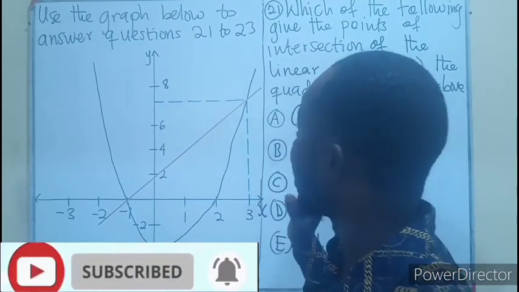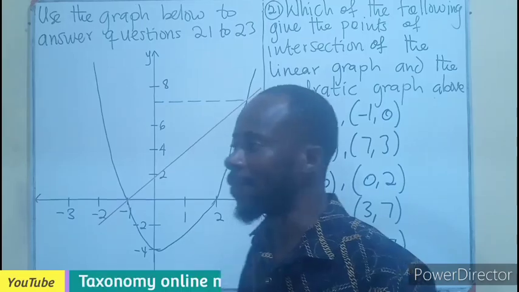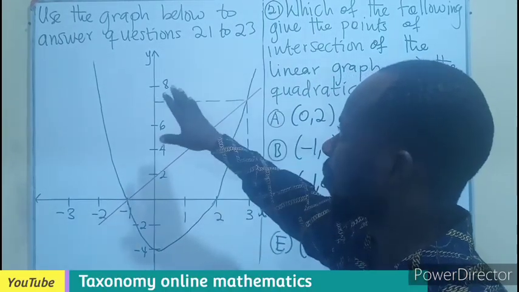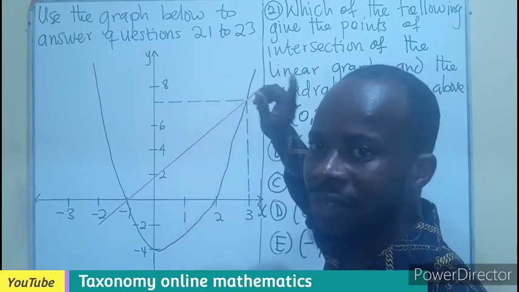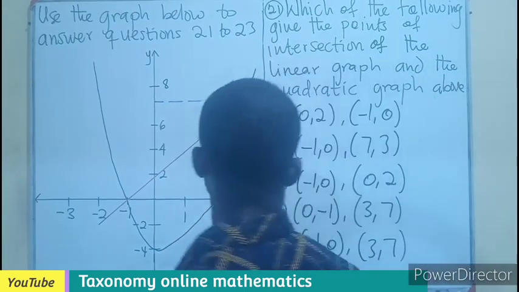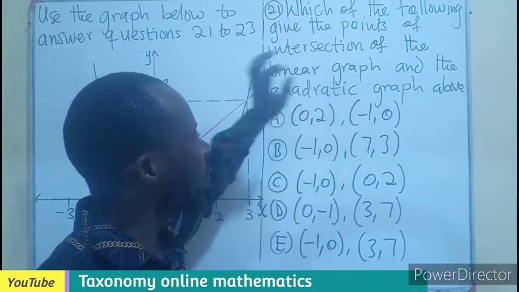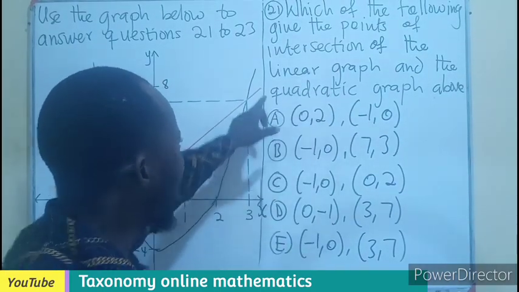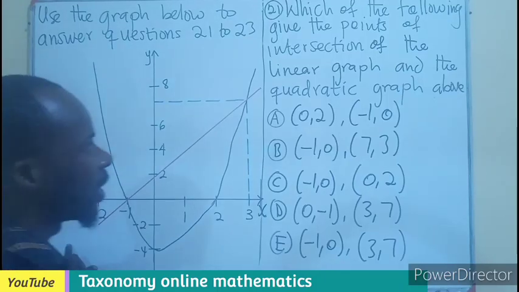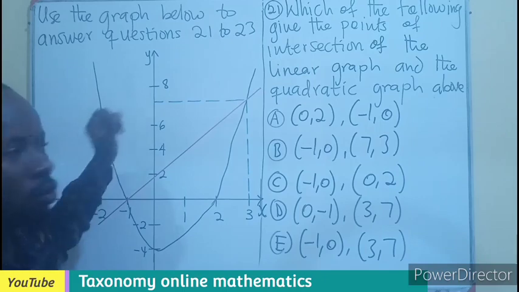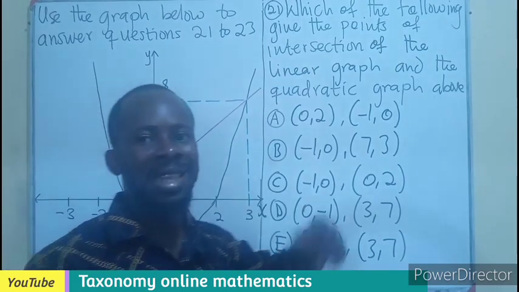We are on question 21 to 23 based on this graph. Use the graph below to answer the questions 21 to 23. And the first question is, which of the following give the point of intersection of the linear graph, the straight line, and the quadratic graph, the curve? We are looking for the point of intersection.